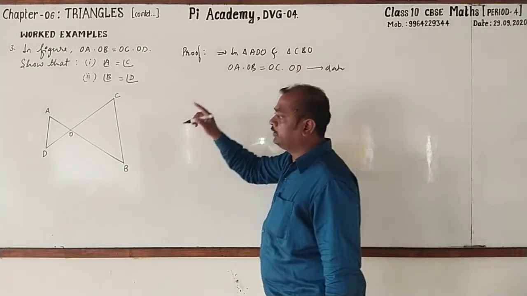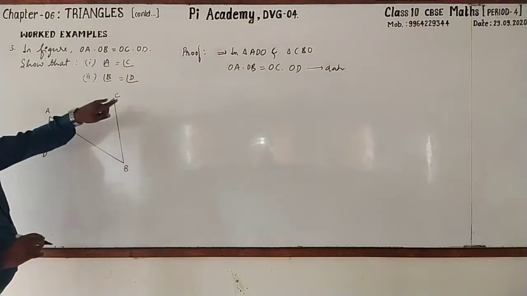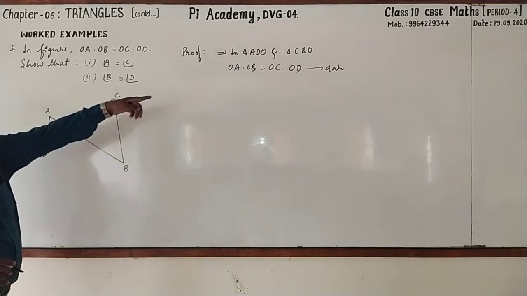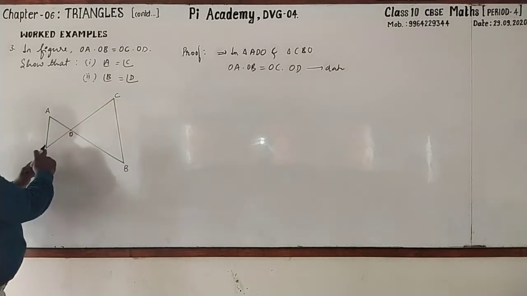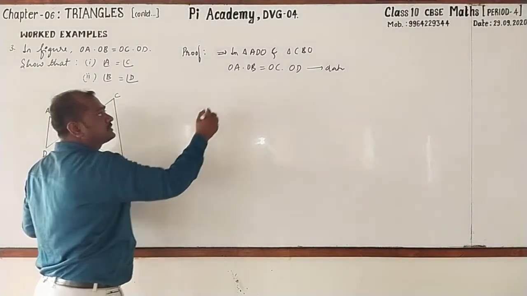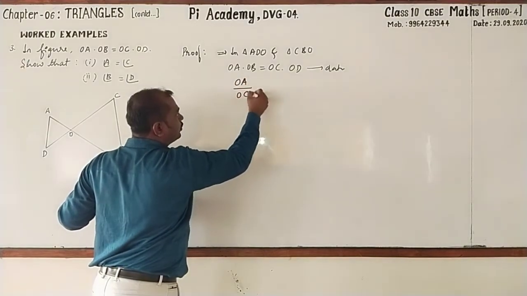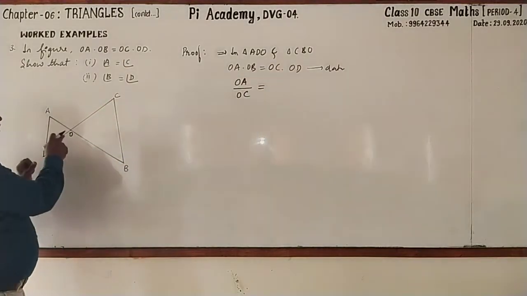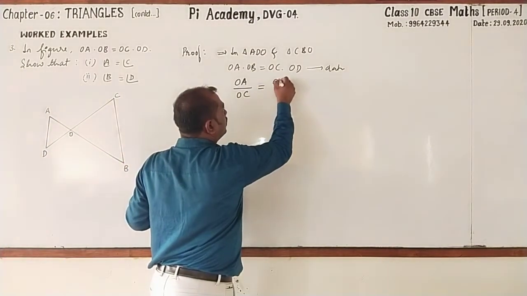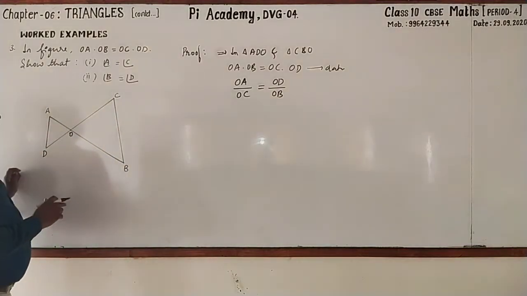Then OA and OB, look here. They are the sides of two triangles, but they are in product form. We want a ratio. And they have given OD into OC. Hence, I go for taking the cross multiplication. OA by OC, see, it will be the ratio. OA and OC are the sides of two triangles. Then OD by OB. Clear?